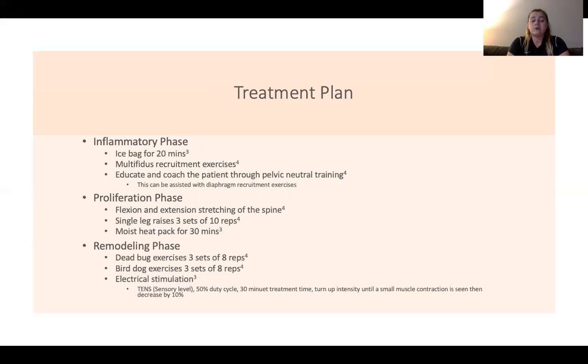This also could be done with some multifidus recruitment exercises. And again, we can also accompany the pelvic neutral training with some assisted diaphragmatic breathing recruitment exercises.